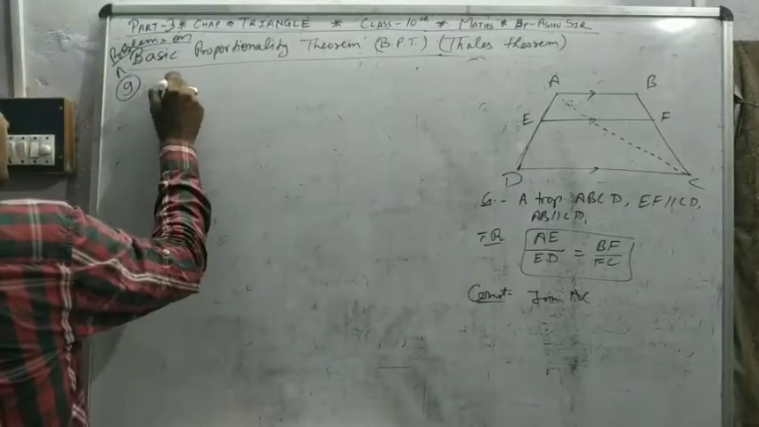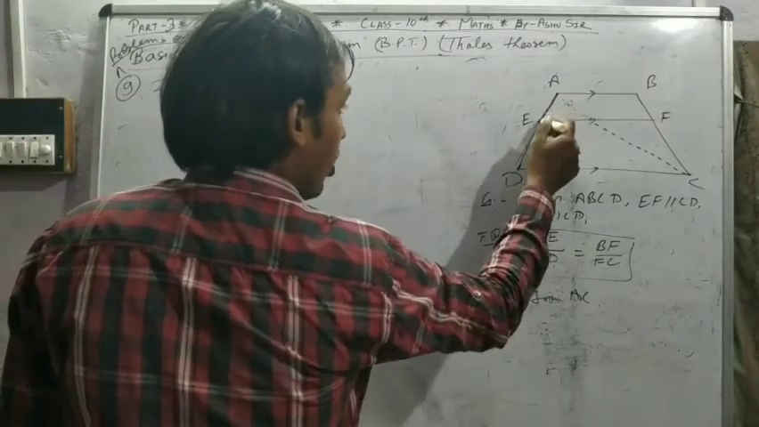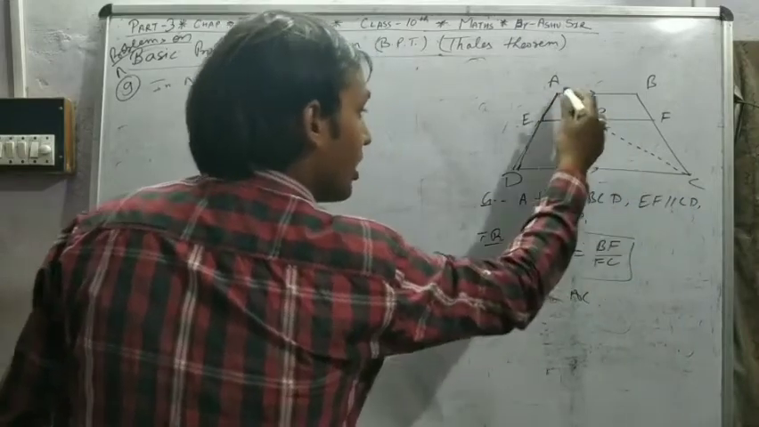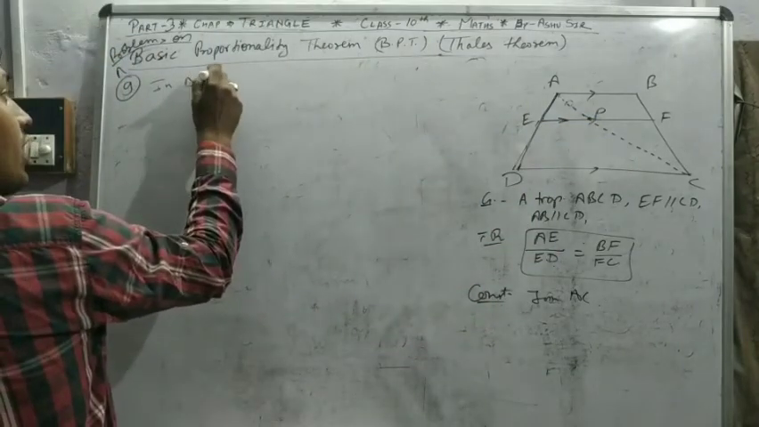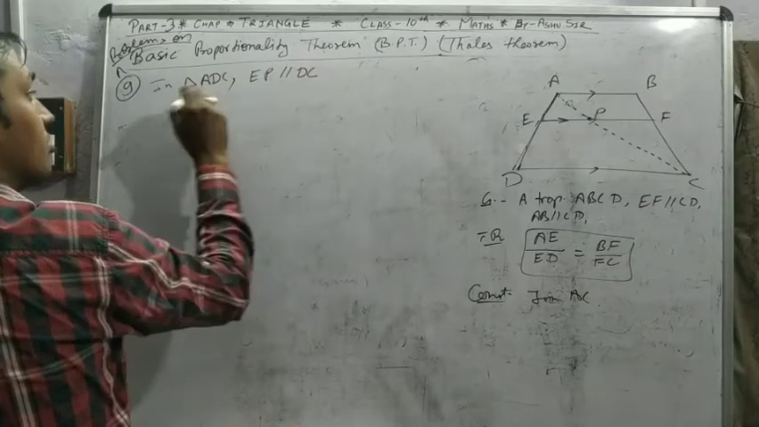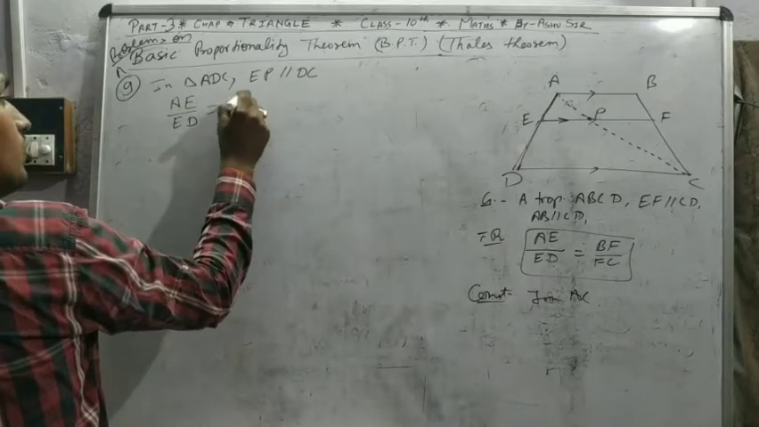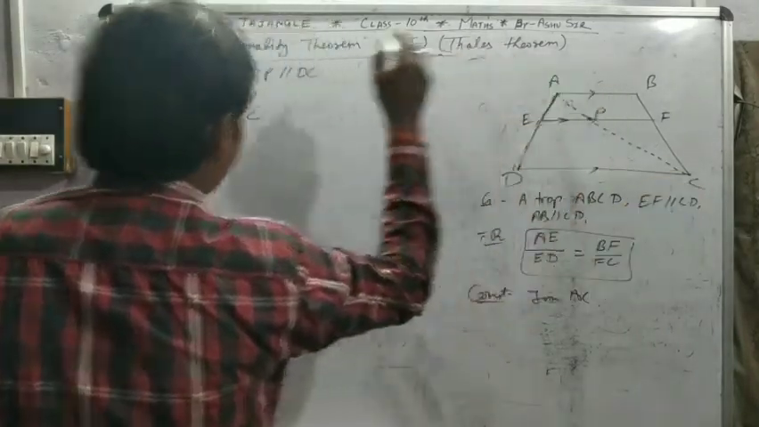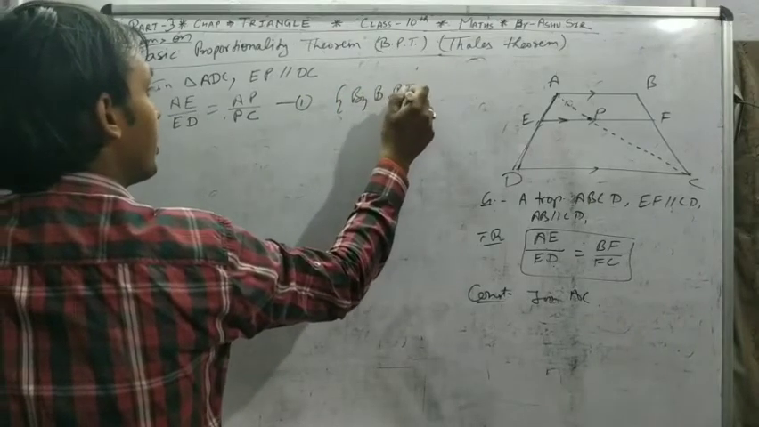So first triangle, in triangle AE upon ED, suppose the point is P. So AE upon ED is in triangle ADC, this parallel line. So in ADC, which parallel? EP parallel to DC. So AE upon ED is equal to AP upon PC, first upon second by BPT.